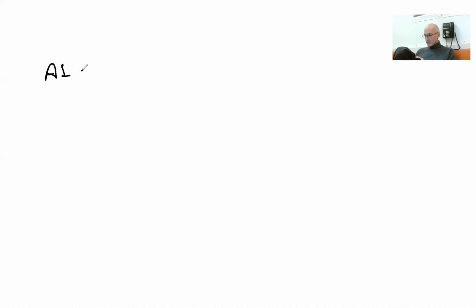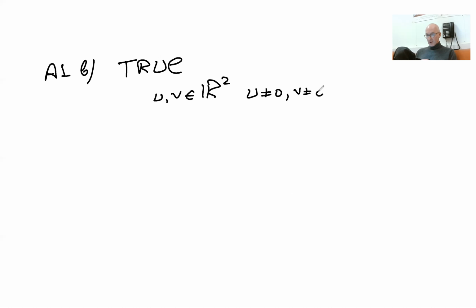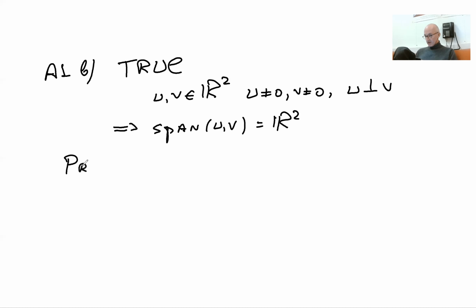A1. Part B is actually correct. This is true. And then we have to prove it. Let me remind you what it says. It says that if you have two vectors in R2, which are both non-zero, and such that they are orthogonal, then they span R2. Then span of u and v is R2. Yeah, this is true. Let me give a short proof.